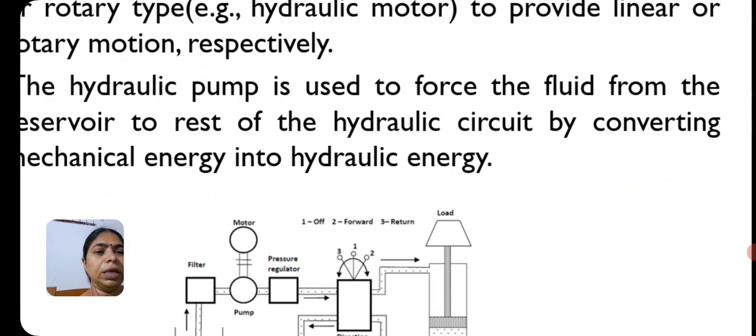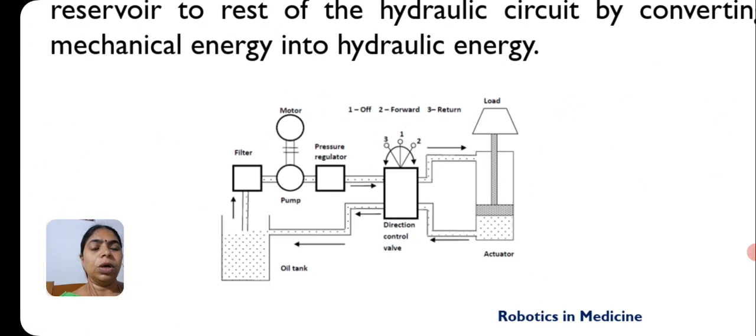So, you can see now. This is the oil tank where the hydraulic oil is stored. Filters are used to remove the foreign particles and the pump is required to draw the hydraulic fluid. It is activated by the motor, and there are pressure regulators in order to control the fluid flow throughout the circuit.